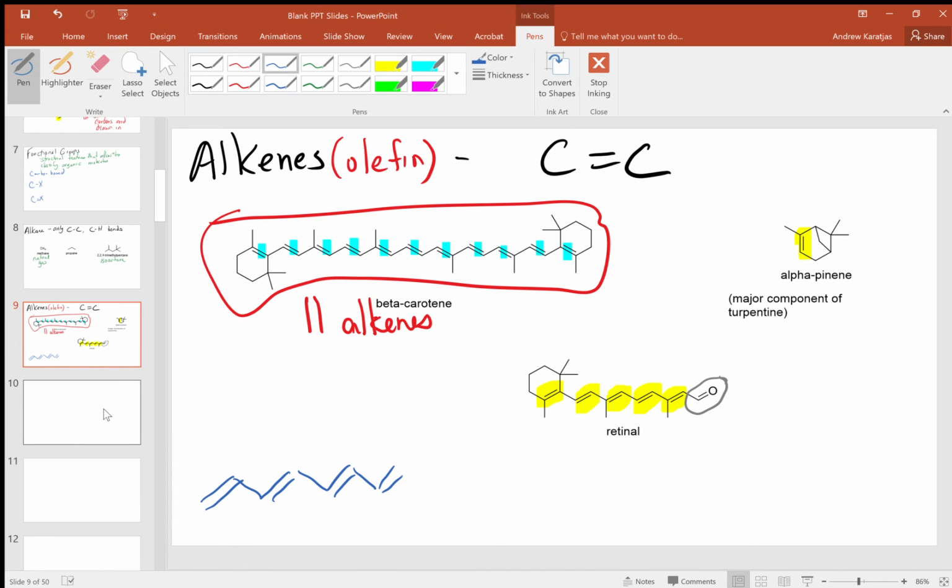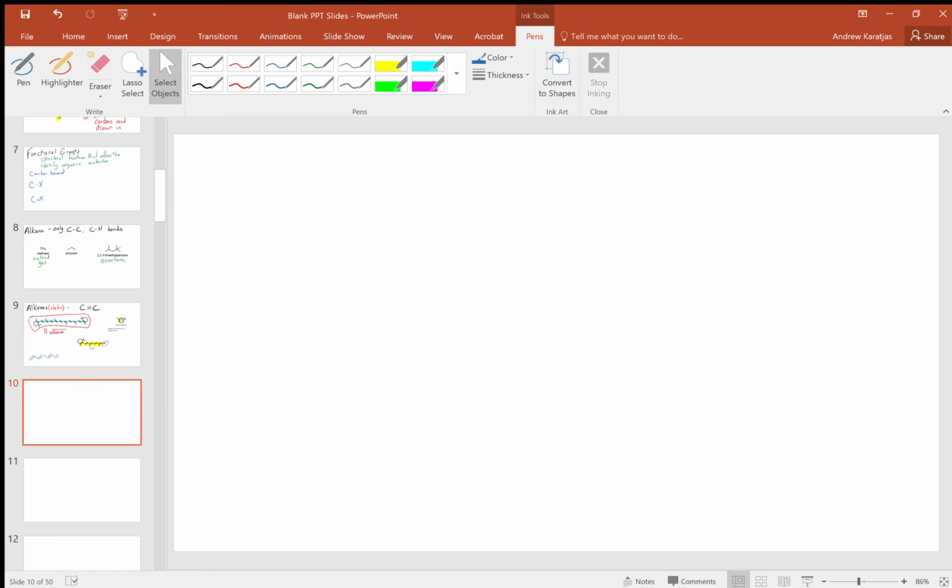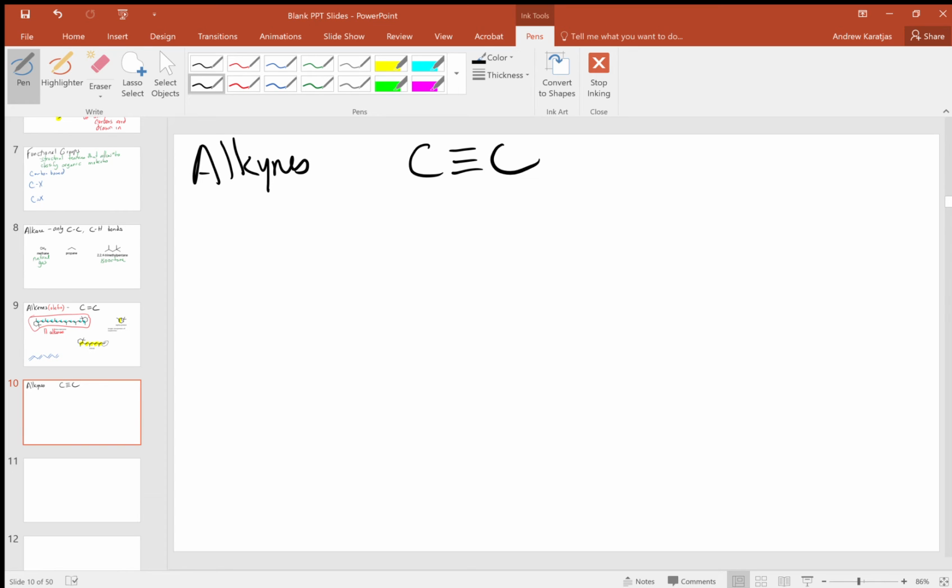So alkanes are our carbon-carbon single bonds. Alkenes are double bonds. And so you might guess that our next group, alkynes, would contain carbon-carbon triple bonds.